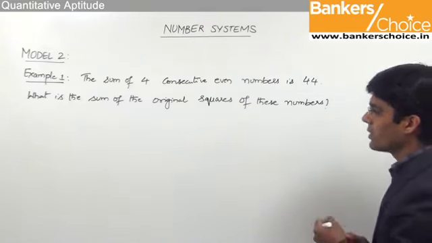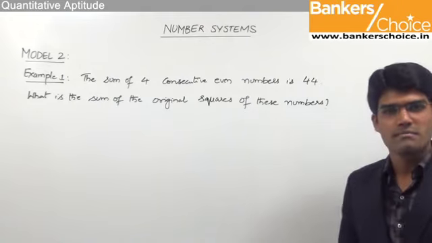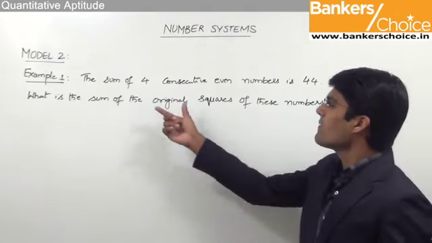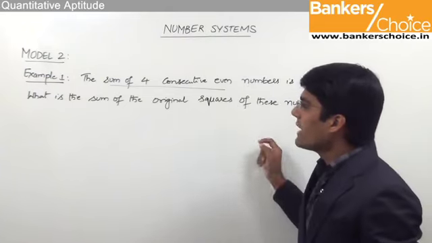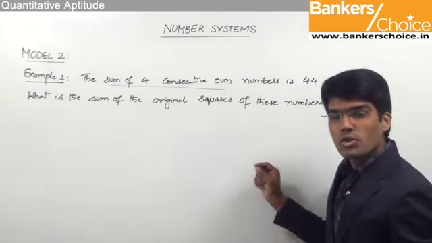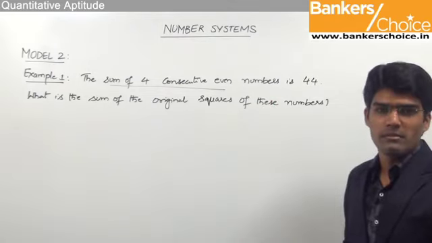What is the sum of the squares of these numbers? As given here, the sum of 4 consecutive even numbers is equal to 44, and we need to find out the sum of the squares of those 4 even numbers.